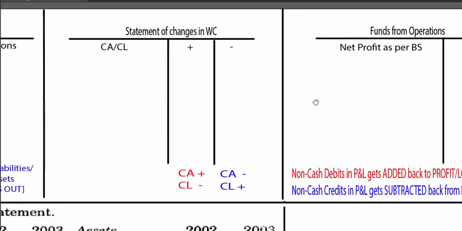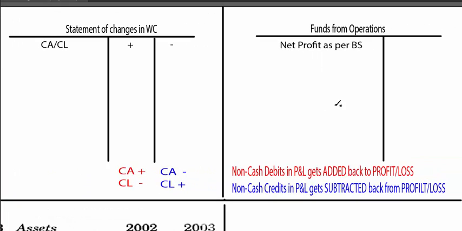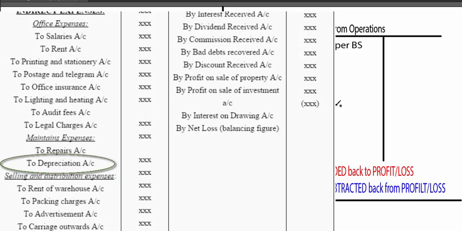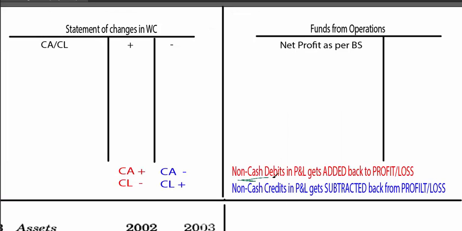And finally, the funds from operations, we basically start from the net profit which is given in the balance sheet. If you look at a P&L account, you will have all sorts of debits. You will have, say, payment of dividend, payment of depreciation. Now, depreciation, for example, is debited to the P&L. It is used while calculating the overall profit for the company, but it has got nothing to do with cash. There's no actual cash moving, so it's a non-cash debit. Depreciation is a non-cash debit.